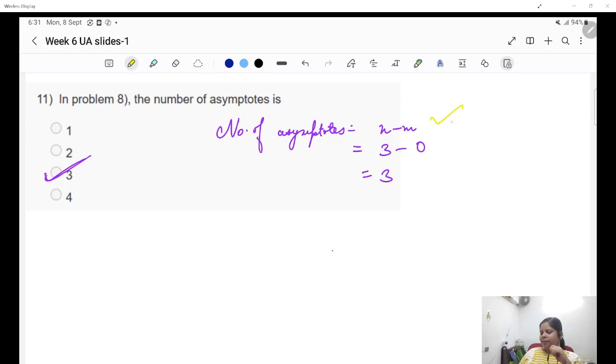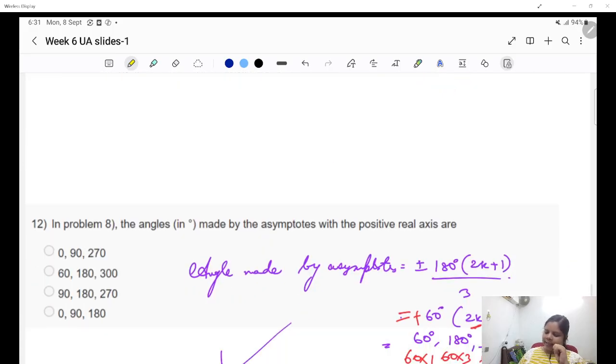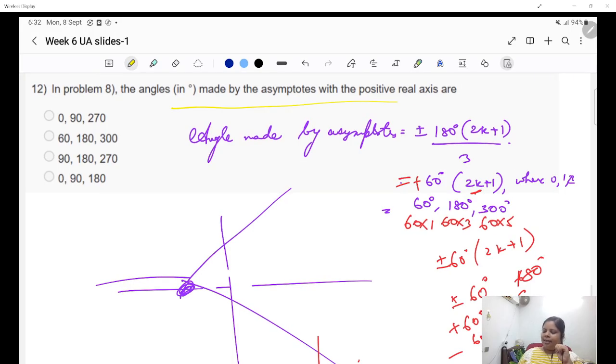Then after this we were to find the number of asymptotes. It is definitely n minus m, given by 3 minus 0, which is equal to 3. Then the next question is the angles made by the asymptotes. The formula for the angle is plus minus 180 degrees times (2k plus 1) by 3. So here we insert the values of k, 0, 1, 2, 3. You can go negative also, you can go positive also. If you go clockwise, then it would become negative, but it is eventually positive only if you consider the other direction. So you can always put the values 0, 1, 2 here, and you'll see that it is 60, 180 and 300 degrees.